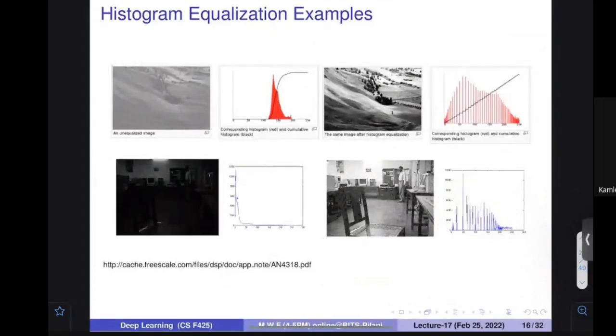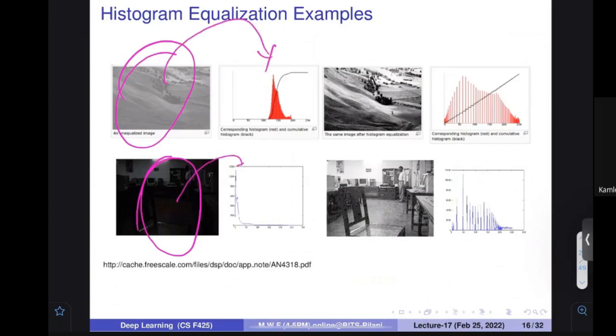So I want to ask you a question. Let's assume that this is an image and this is an image, two different images. If I draw the histogram, whether the histogram is going to be the same? If I give you two images, whether their histogram is going to be the same? Most likely not. It is not going to be the same.